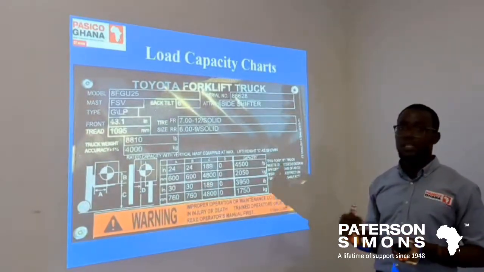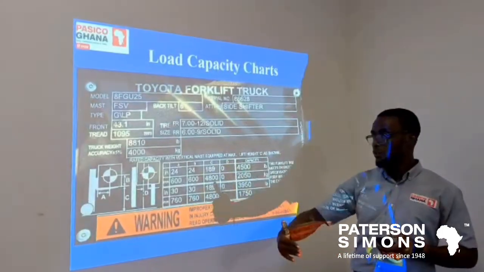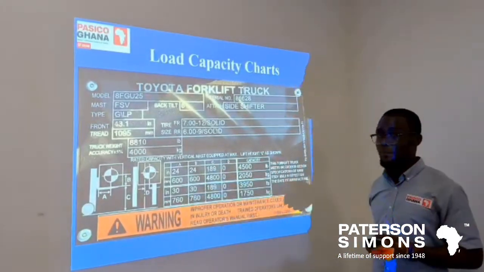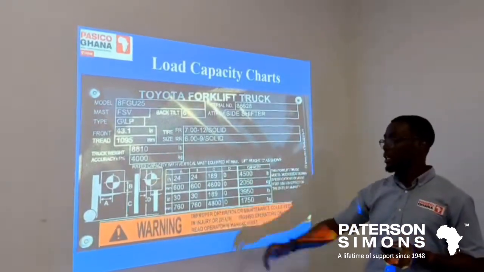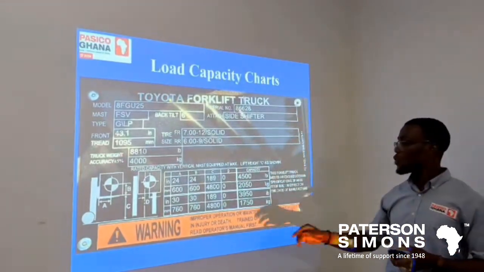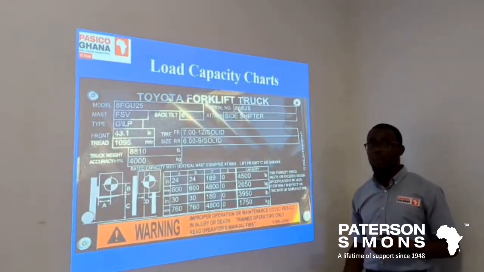If we have a load center of 30 inches, that means that the load we are picking is longer from the face of the forks. That's around 760 mm. And at a height of 189 inches, that's 4,800 mm, the maximum weight that we can pick is 1,750 kg or 3,950 pounds.